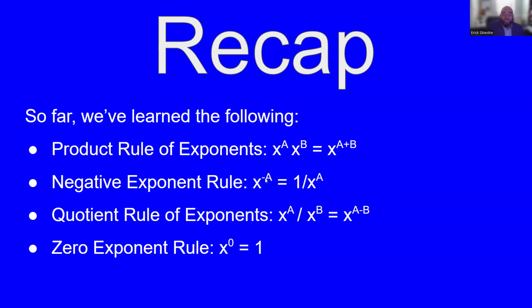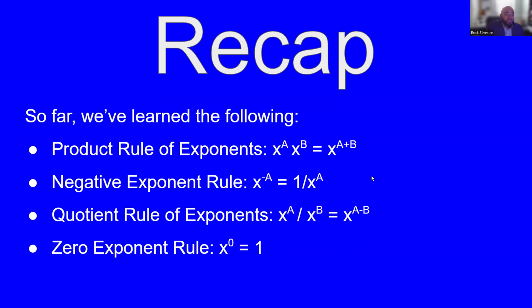So if I have x raised to the negative 8 power, that means I have to divide 1 by that value and the negative exponent drops. And then we have the quotient rule of exponents, which means that when you are dividing the same base, you will have to subtract the exponents. And last but not least, we covered the zero exponent rule, which means that any non-zero value raised to the 0 power will always equal 1. So keep that in mind. That's a recap from last video.